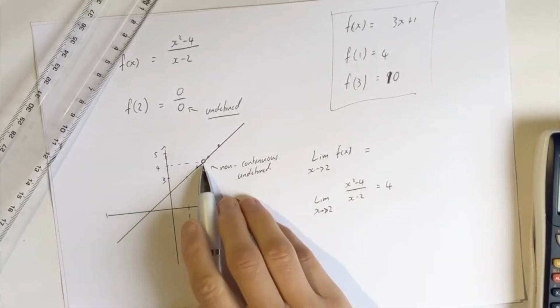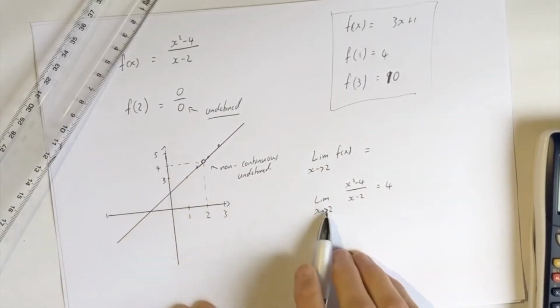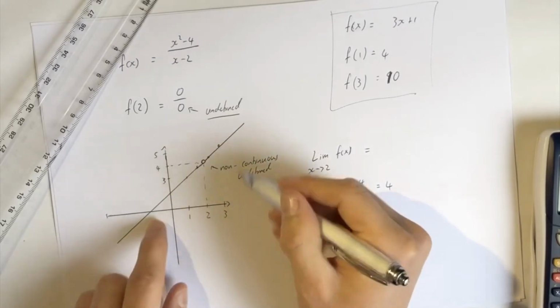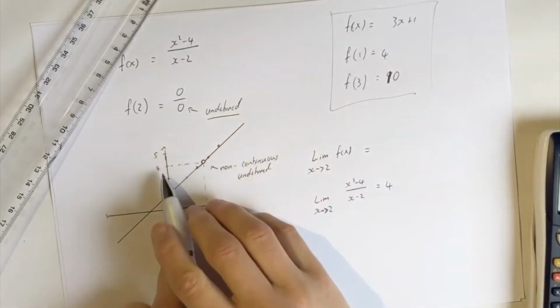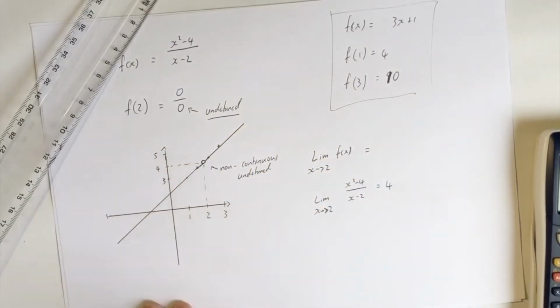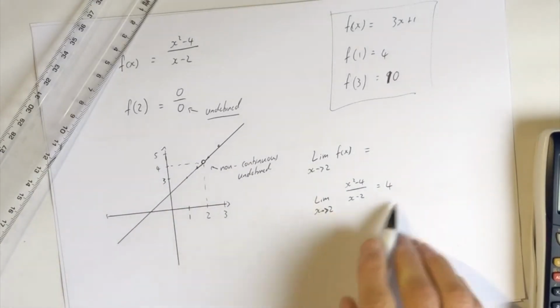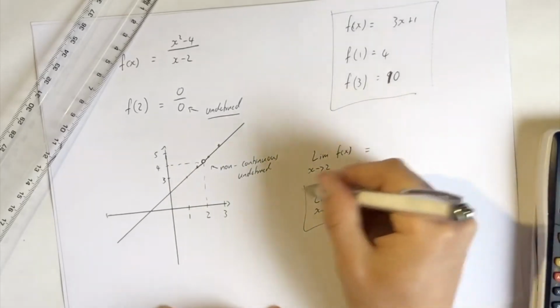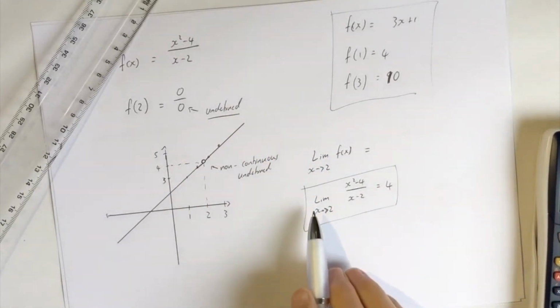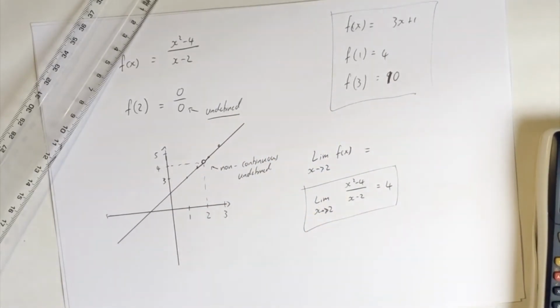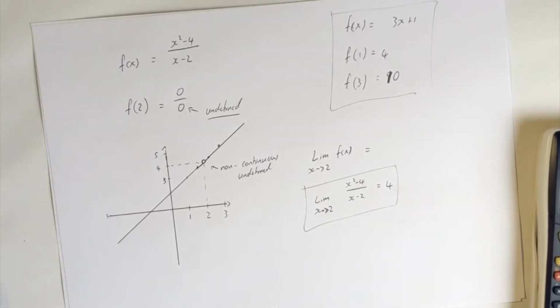Now the function isn't 4 at 2, it's the limit. So as we get closer to 2 from the left and right, what number are we getting closer to? And it's 4. So that would be kind of your answer. If you're asked for what is the limit as x goes to 2 of this function, it is 4.